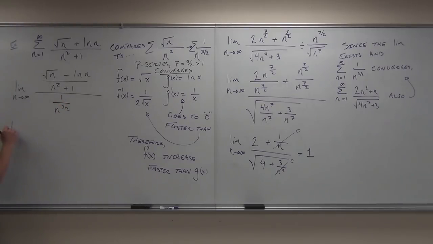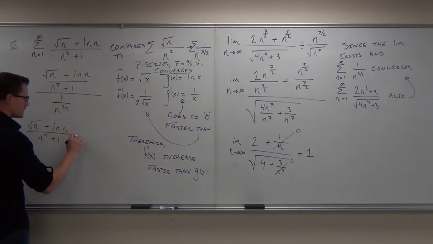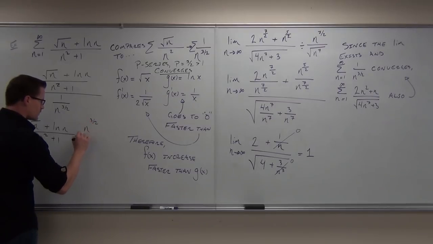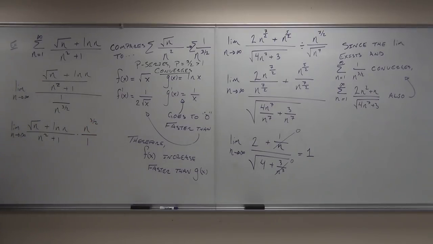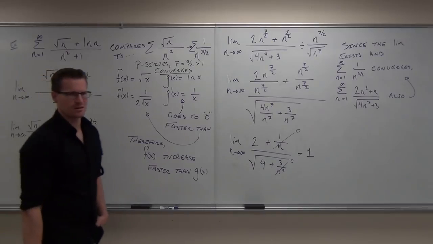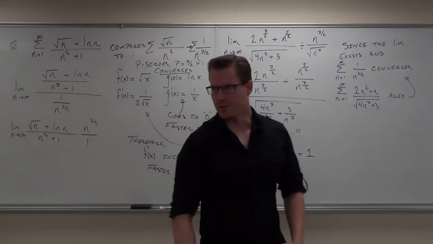And then we start working with it. This is a limit as n approaches infinity of square root of n plus ln of n over n squared plus 1. That's a lot of n, dang. N to the 3 halves over 1. That is a lot. From there, what would we do?